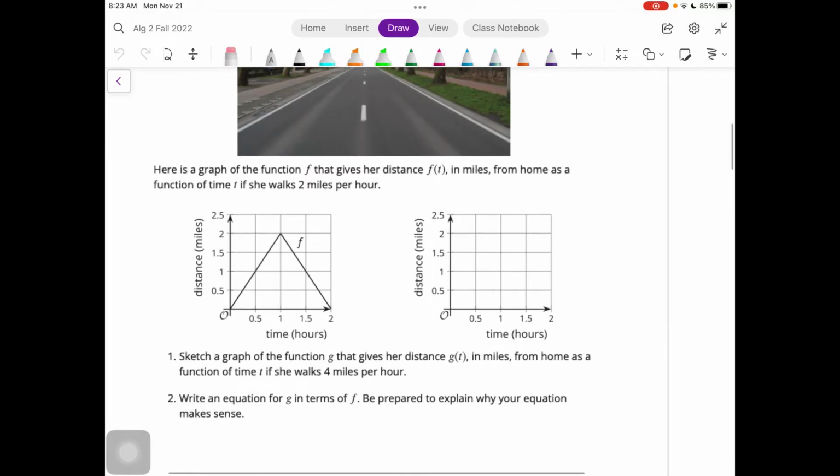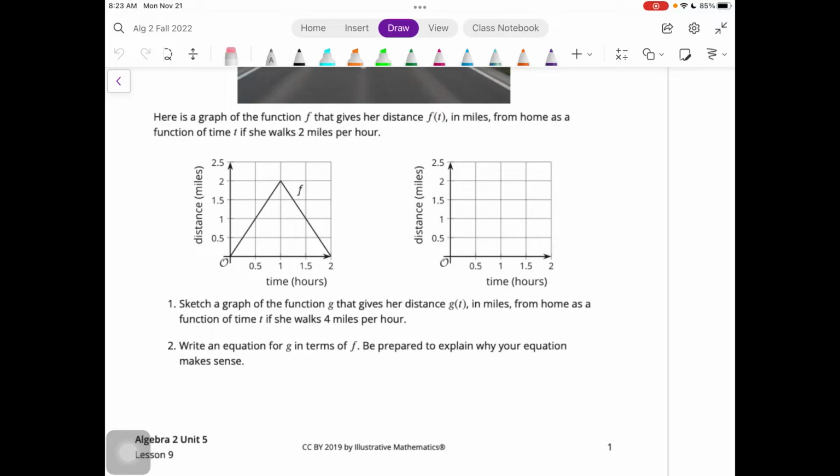All right, so here's a graph of the function f that gives her distance in miles from her house as a function of time t as she walks 2 miles per hour. So when the time starts, she's walking away from her house until she gets 2 miles away from her house. And it takes her an hour to walk that 2 miles. And then she starts coming home. And then at 2 hours, she is at home, because she's walking 2 miles per hour. So it takes her an hour to walk 2 miles away from her house and then an hour to walk 2 miles back to her house.